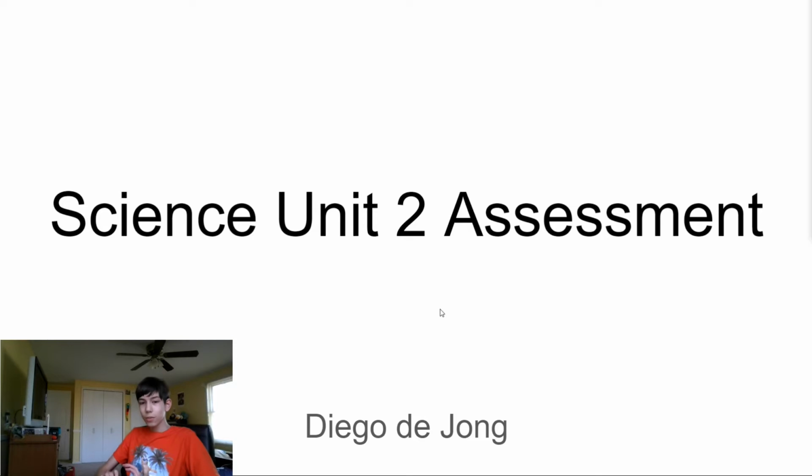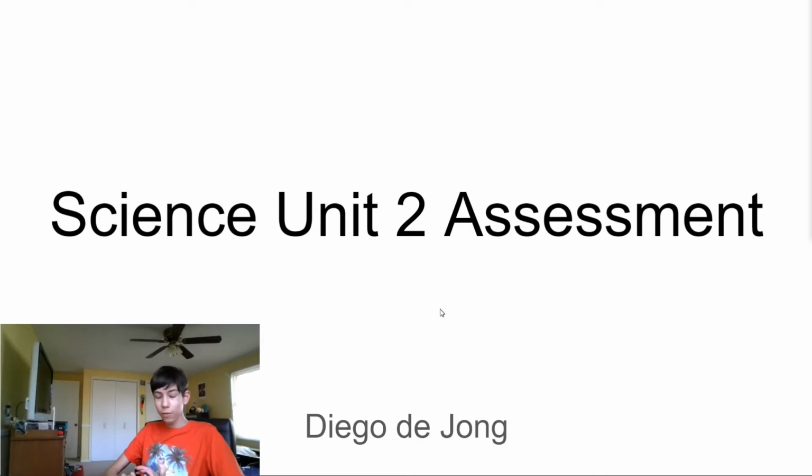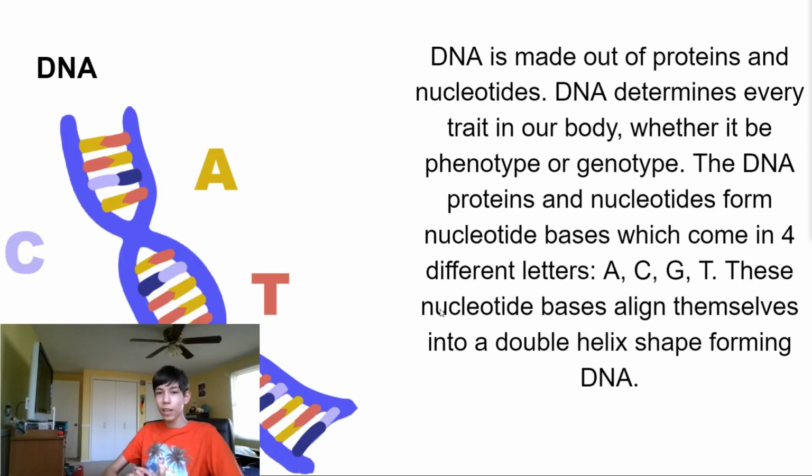So before we get into the twins, you have to know a few things first. You have to know that DNA is made out of proteins and nucleotides. That DNA determines every trait in our body, whether it's a phenotype or a genotype. The DNA, proteins, and nucleotides from nucleotide bases come in 4 different letters: A, C, G, and T. These nucleotide bases align themselves into a double helix shape, forming the DNA.